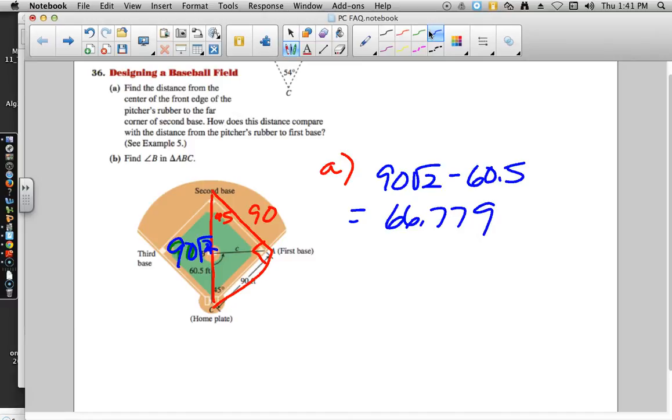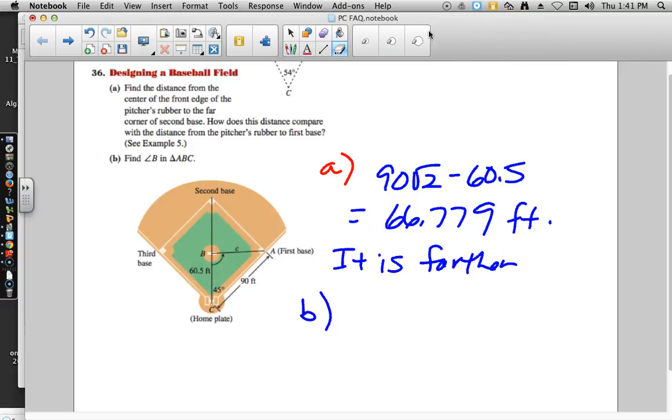And they ask us to compare that to the 60.5 that we have here. Well, it's a little farther. And this was in feet. So it's a little farther when you answer the question, how does this distance compare with the distance from the pitcher's rubber to first base? And then B says, figure out what the measure of angle B is in triangle ABC.